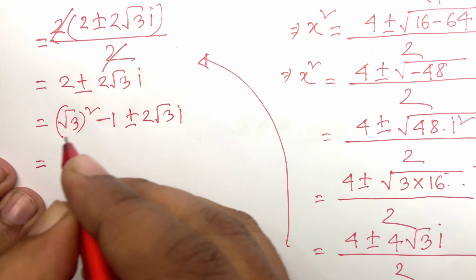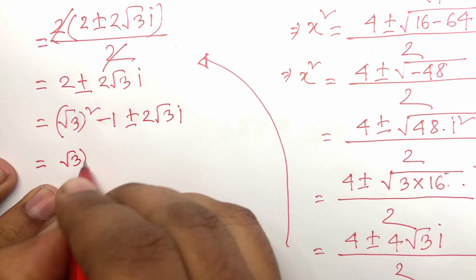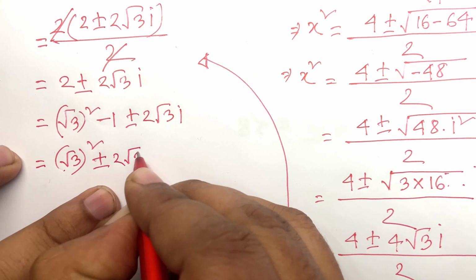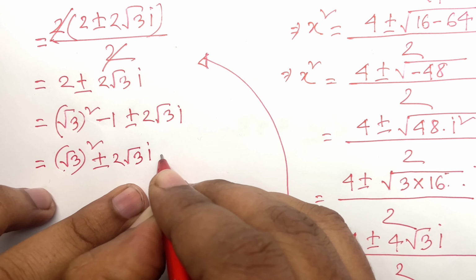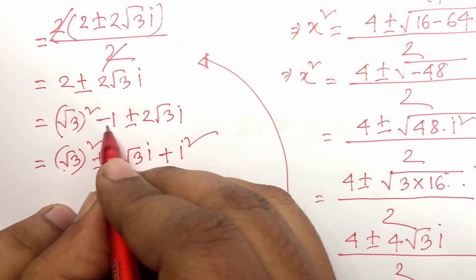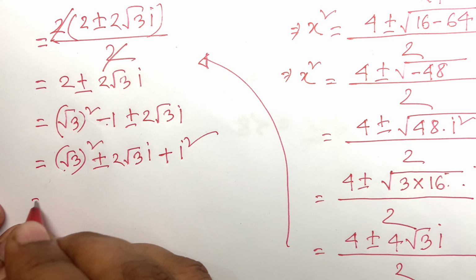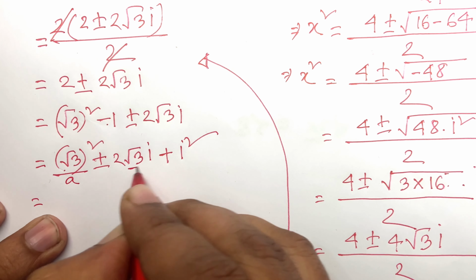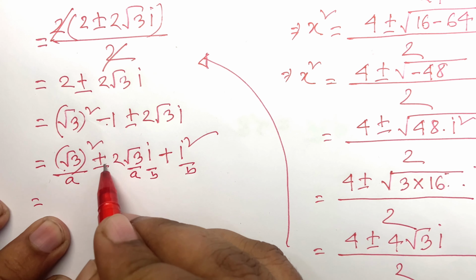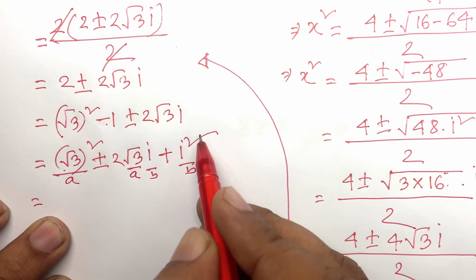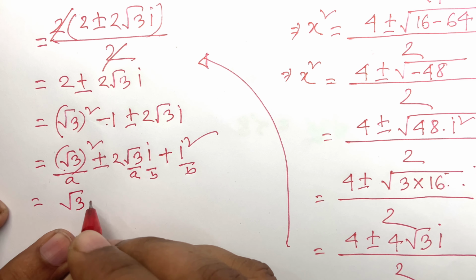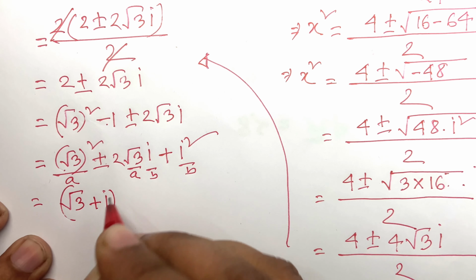Now I can see easily root over 3 square plus minus 2 square root 3i plus i square. We know that i square is equal to minus 1, so there is no change. Now if you think it is a and it is b, we can say easily a square plus minus 2ab plus b square. So now I can say easily square root 3 plus i whole square.